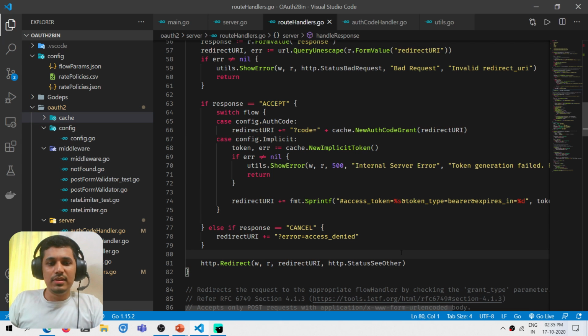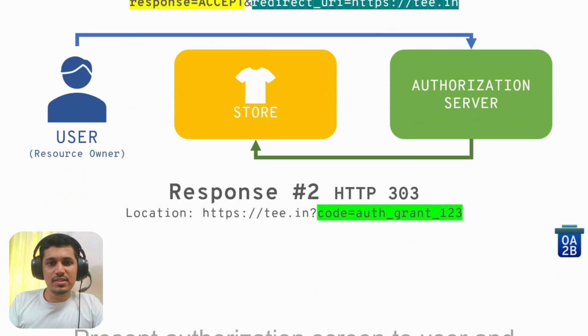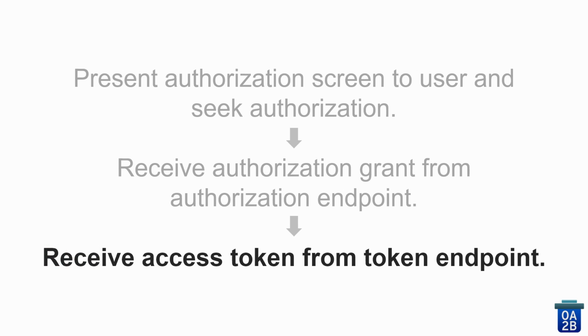Okay, so that's it for the second step. Let's move on to the final step, which is to receive an access token from the token endpoint. Now we have this authorization grant. Now we can use this authorization grant to actually fetch an access token so that we can use the API.